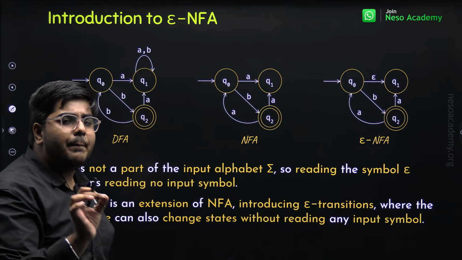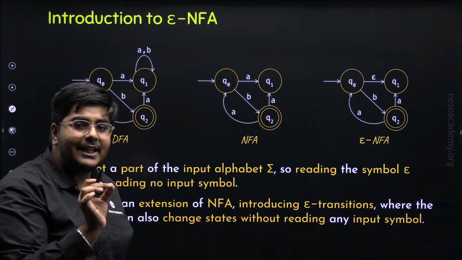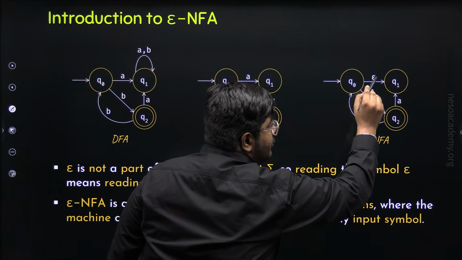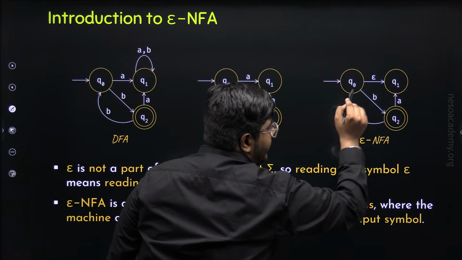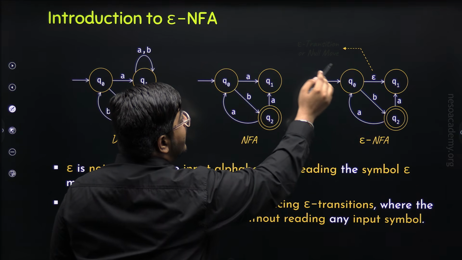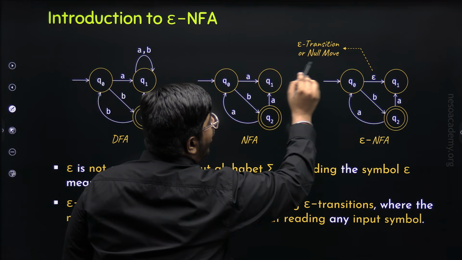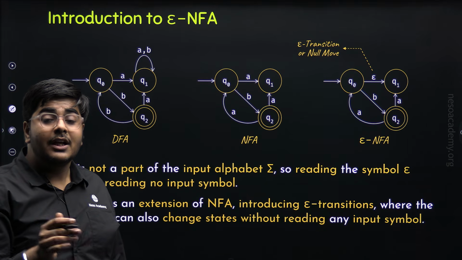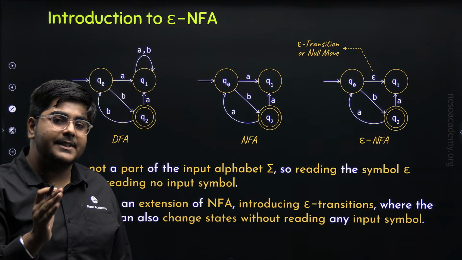So I hope a basic intuition regarding epsilon-NFA is clear to you. Now, such transitions involving the symbol epsilon is called as epsilon transition or null move. Now we are all set to understand the formal definition of epsilon-NFA.